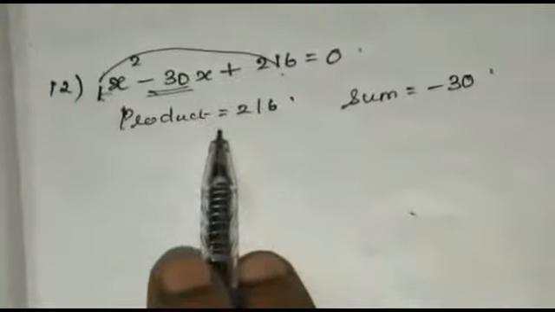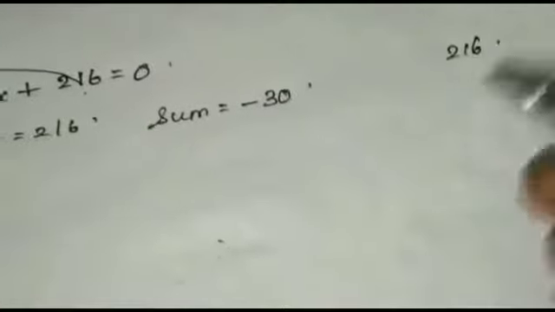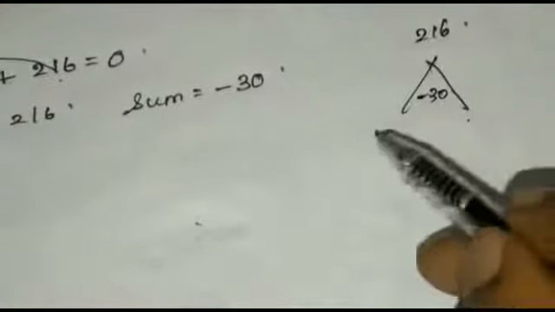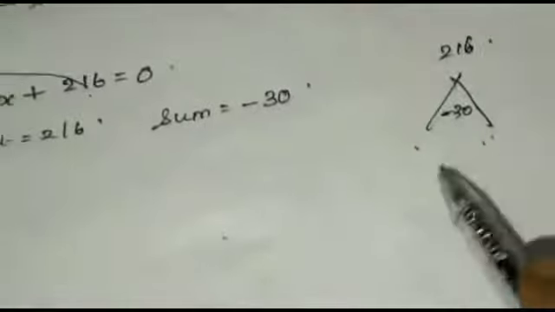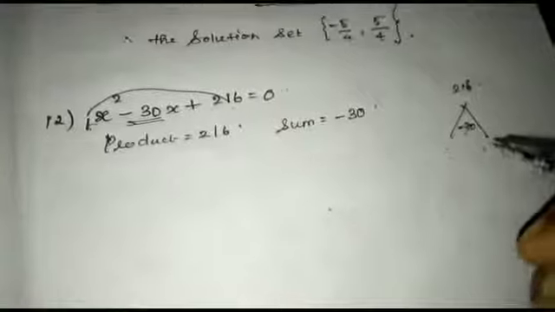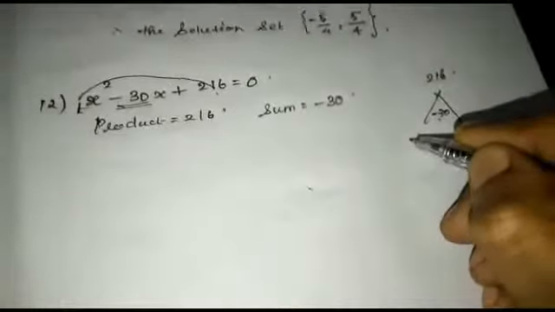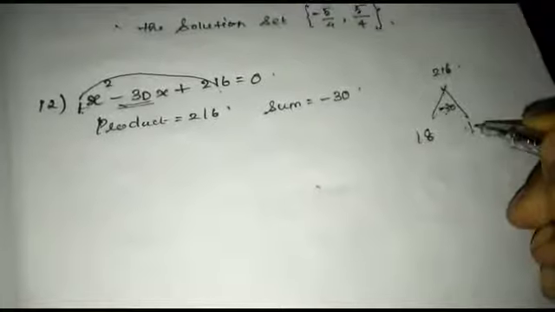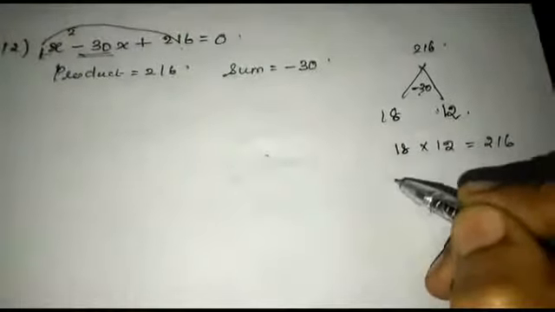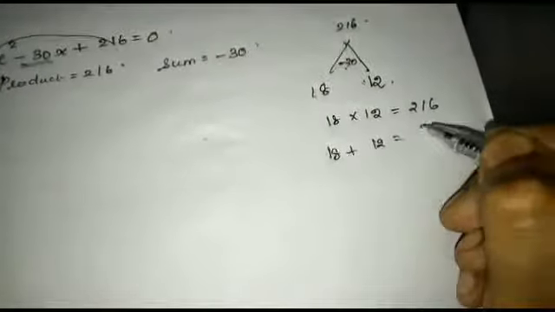So now we are going to find the two factors. The product we have reached is 216 and the sum is minus 30. So now we want to find two factors: what we multiply to get 216, and what we add or subtract to get minus 30. So one factor is 18, another factor is 12. When we multiply 18 into 12, we get 216, and when we add 18 plus 12, it is 30.